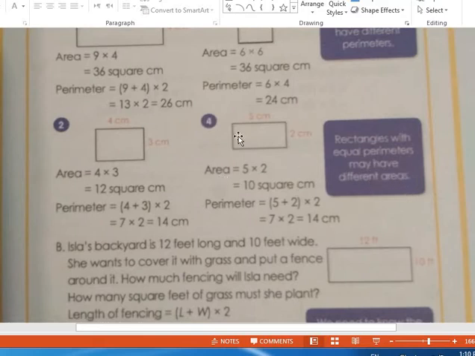I have here a rectangle with 5 and 2, 5 width and 2 length, so area equals 5 times 2 equals 10 square centimeters. Perimeter here is 5 plus 2, all times 2, or 5 plus 2 plus 5 plus 2, equals 14 centimeters.